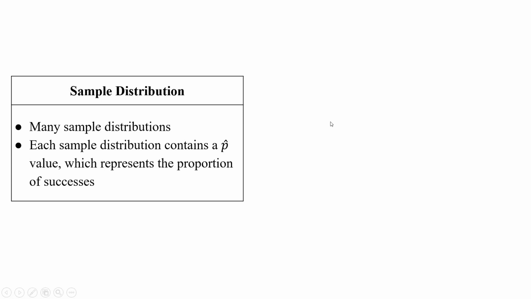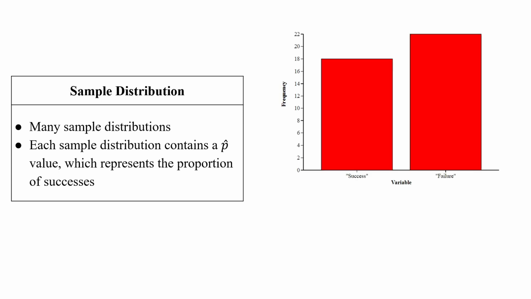And then when we go to take a sample, we take a sample of the population, right? And there's many possible distributions for a sample. It's infinitely many, okay? Each sample distribution will contain a p hat value, which represents the proportion of successes. So here's one example, right, that we take from our population. And again, in the ideal world, our sample distribution will be an exact replica of our population distribution. But normally, due to sampling variability, it's not going to be an exact replica. Pretty close though.